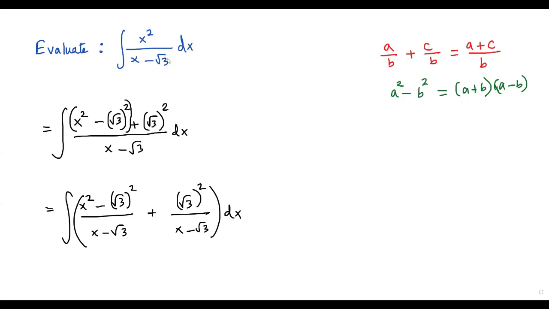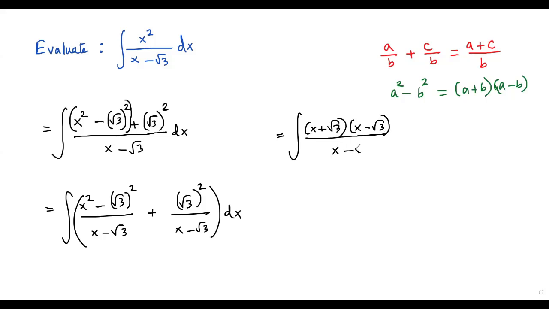Okay, let me do this in my next step. That is the integral. So this x square negative square root of 3 the whole square can be written as x positive square root of 3 times x negative square root of 3. That is, it's in the form of a square negative b square. I just wrote this one in factor form, that is a positive b times a negative b. Instead of a, we have x, instead of b, we have square root of 3.